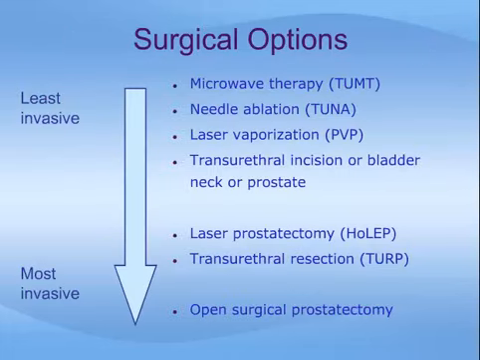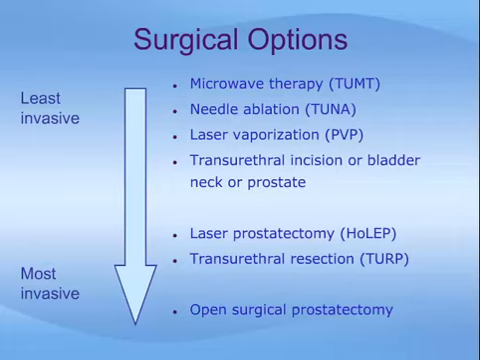Surgery is a last resort for some patients. There are many types of surgical options available, although not all centers and not all doctors will offer each one of these. This slide shows that the choice of surgical treatment progresses from minimally invasive to more aggressive depending on the situation. Minimally invasive techniques, performed through a telescope passed down the urethra called a cystoscope, include microwave thermotherapy, or TUMT, needle ablation, or TUNA, laser vaporization, PVP, and transurethral incision, or TUIP.